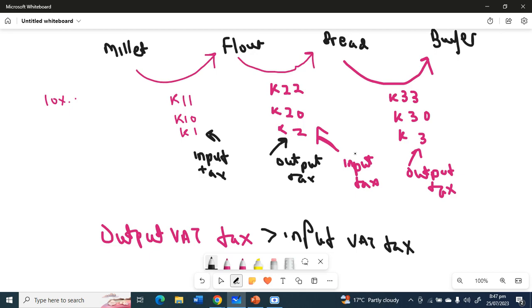If we look at the miller here, his output tax is greater than the input tax. So you say 2 minus 1, that is 1 kwacha. That 1 kwacha is the one which the miller is going to pay to the government.